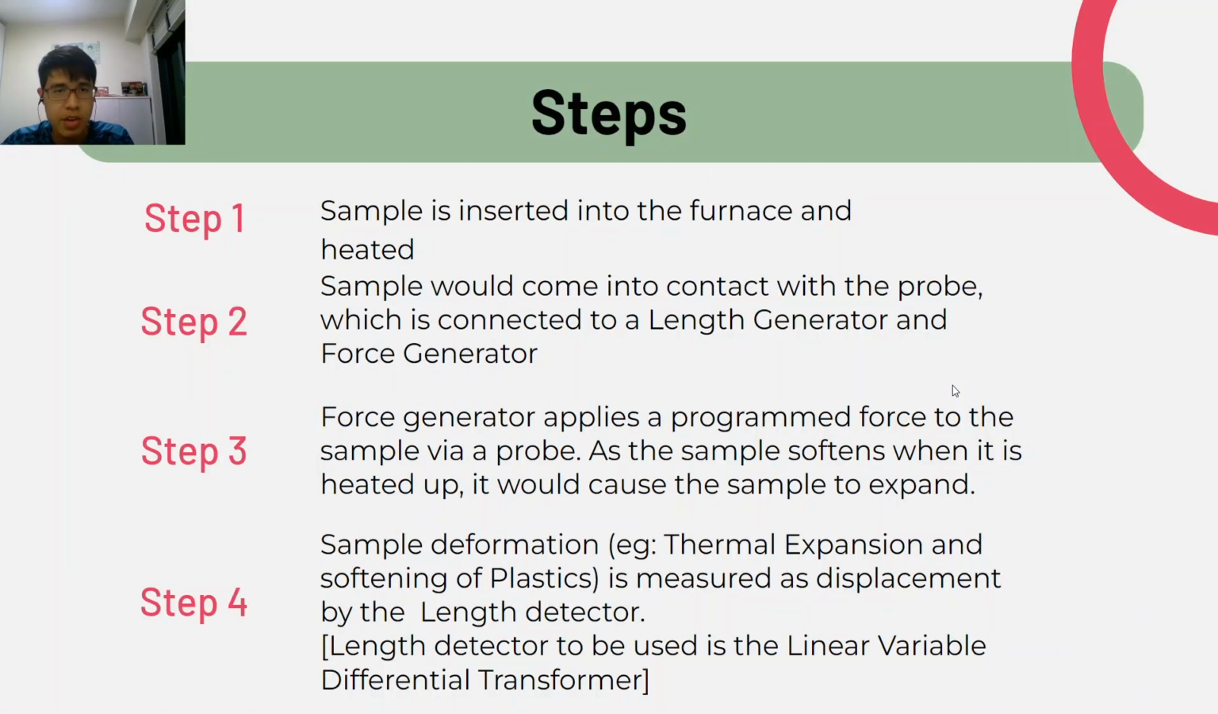Right. So the steps would firstly be inserting the sample into the furnace and being heated, after which the sample will come in contact with the probe, which is connected to a length generator and a force generator. The force generator would then apply a programmed force to the sample via the probe, and as the sample softens when it's heated up, in addition to the force that is being generated, it would cause the sample to expand, and this expansion will be classified as sample deformation and thus measured by the length detector. The length detector that is being used here is the linear variable differential transformer, also known as the LVDT.